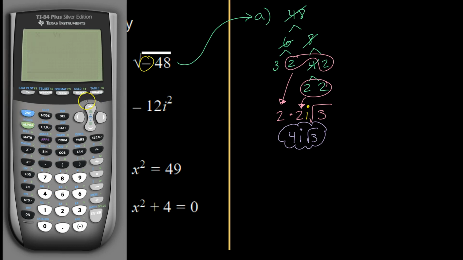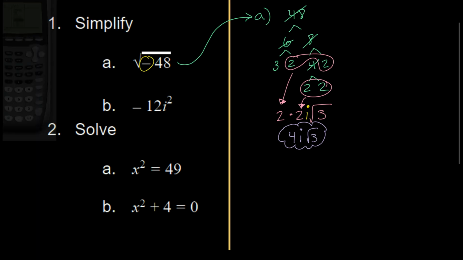Then you look in the table, and what are we looking for? The highest x with a whole number for y, which is right there. 4 square root 3. The only thing we need to remember to do is put an i in our answer: 4i square root 3. Any questions on this first one?